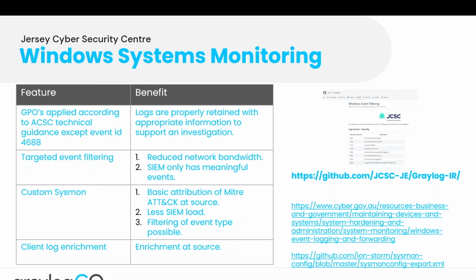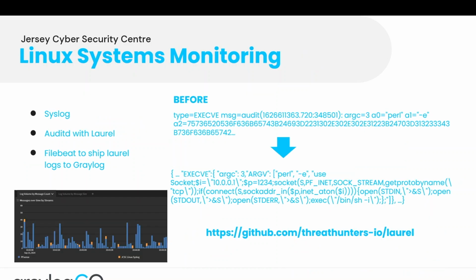So this means that we also have client log enrichment at source. For Linux systems, we take syslog, and then we use auditd with a configuration, and then we use a tool called Laurel. The reason we use Laurel is that if you look at the logs from auditd, they are really unfriendly, as you can see there in the before. That's virtually unreadable by a human.